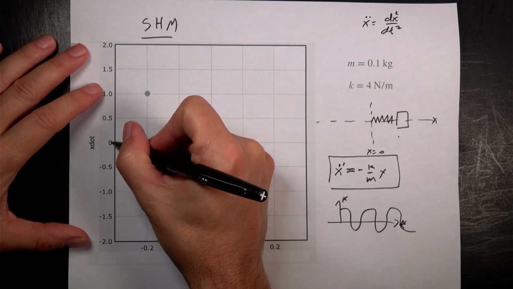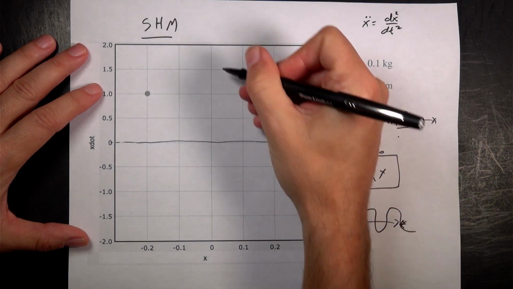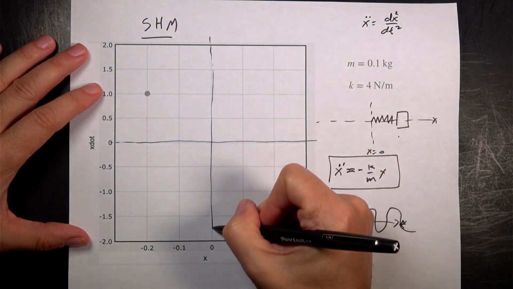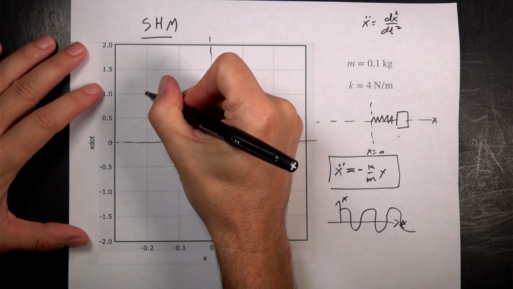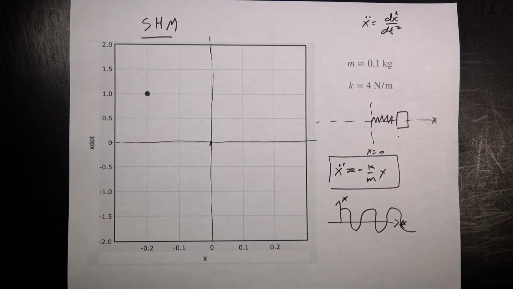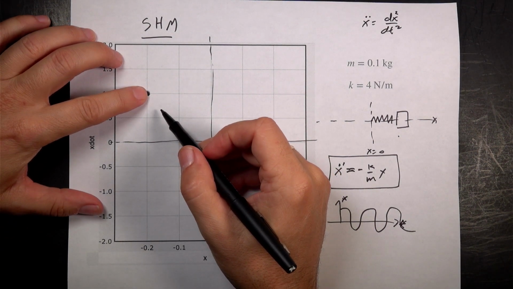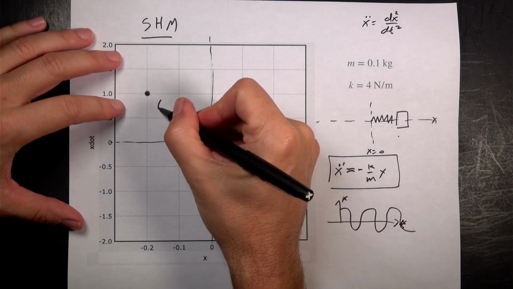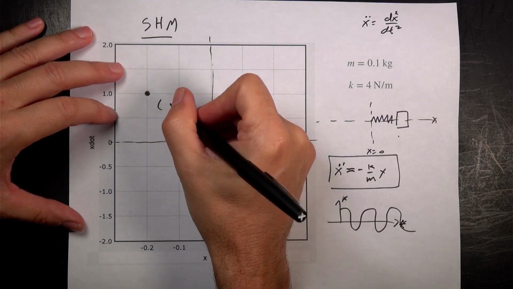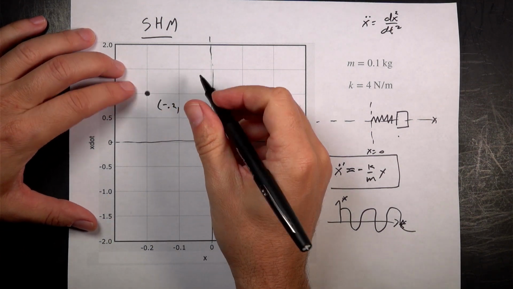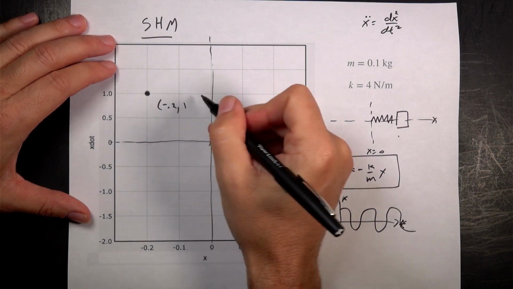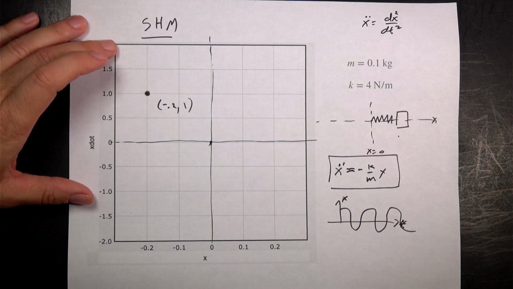So this is velocity, x dot, on the vertical axis, position on the horizontal axis. And here's my axis right there, and there's my origin. There's my starting point, and I want to sketch the path that this is going to make. So let's write down, this is at t equals 0. At t equals 0, the x value is going to be negative 0.2. The y value is going to be 1. It's not y, right? It's velocity.